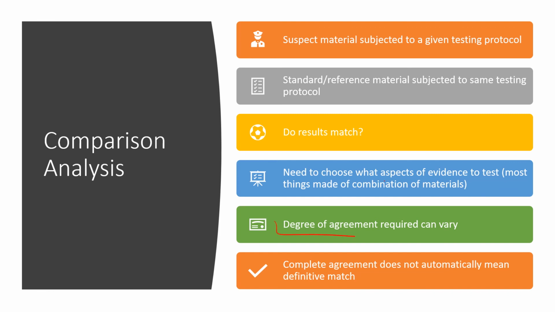The degree of agreement required can vary. You don't always need a perfect match, but you always need at least a close match for things to be considered a match. Depending on how specific the testing procedure is, you may end up with extremely specific results, and in that case, you do need close to a perfect match. Some tests are a little less sensitive than others. For those, a positive is a positive is a positive, and there's all kinds of shades of gray in between. Complete agreement does not automatically mean a definitive match. We've already discussed that.